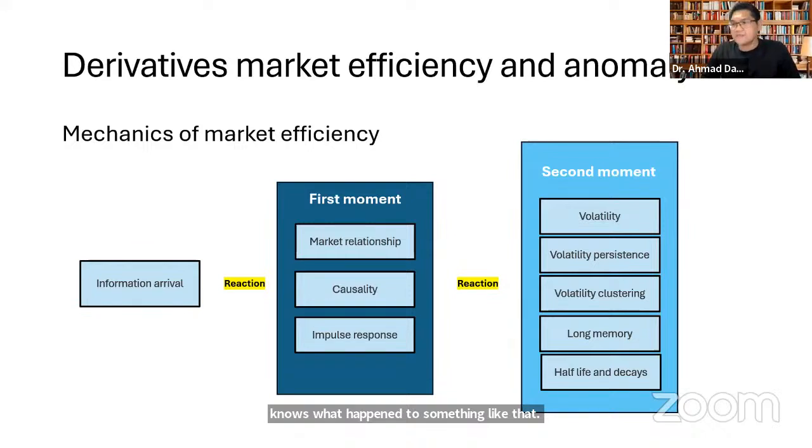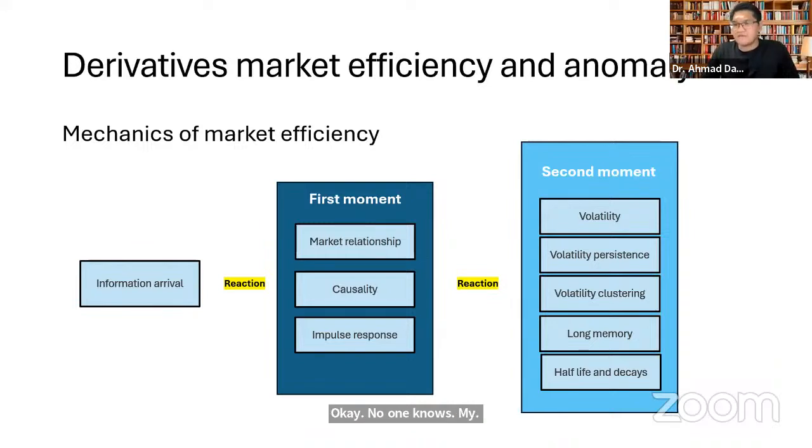Volatility clustering. Let's say this morning the market was already in a volatility state, but it comes down after 10 o'clock, 10:30. But after lunch, with no announcement, nothing, volatility comes again. Why? No one knows why.